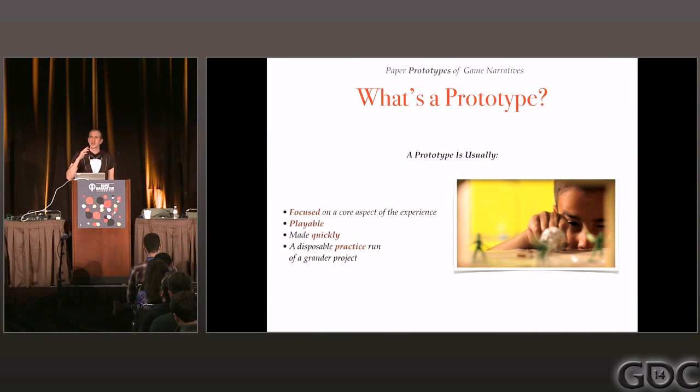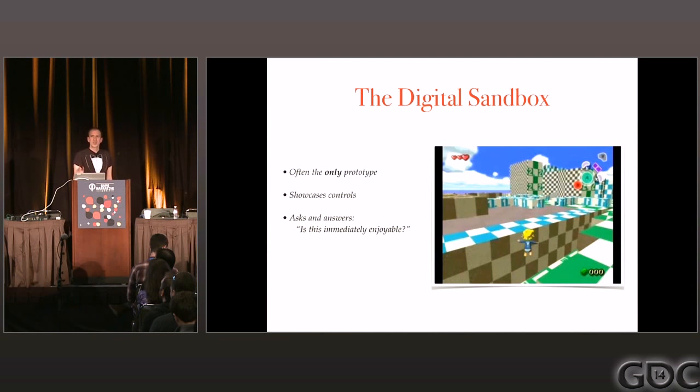So here's something that you might be used to seeing as prototypes. This is a very common prototype in games. It's something that's used a lot. The digital sandbox. It's something that game makers use early on to determine the game feel. You put players in an area with not much art, with pieces of the game all over the place, and just see how they interact with the controls. And you figure out the moment to moment and what feels good. And that is incredibly important.